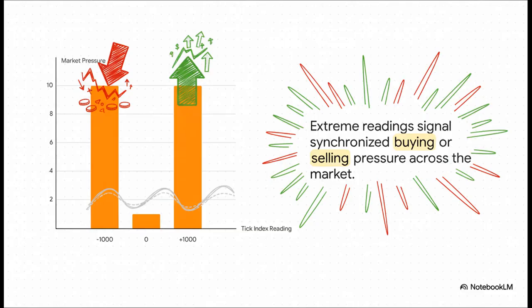Now, you'll see this number bouncing around all day, but where the real magic happens is at the extremes. Right around zero, things are pretty neutral, pretty choppy. But when you see readings spike up to positive 1,000 or dive down to negative 1,000, that's when you need to pay attention. That signals a wave of intense, synchronized buying or selling across the entire market.